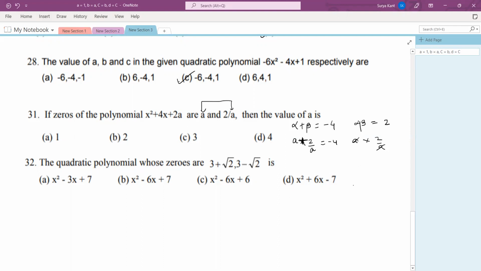If you solve here, a square plus 2 is equal to minus 4a. If you do it like this, then you get a quadratic equation: a square minus 4a plus 2 is equal to 0. Plus 2 plus 4a, you take it to the other side. Okay, then what can you write for this? What will come?